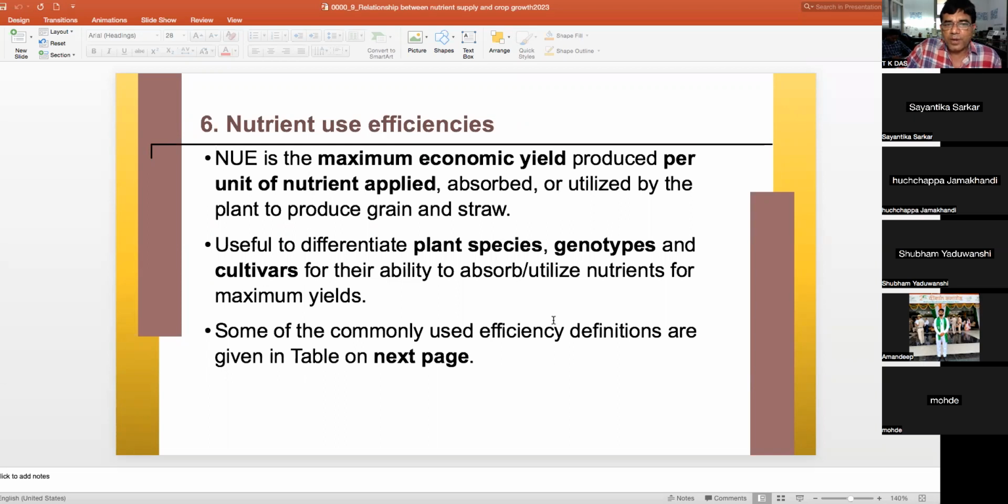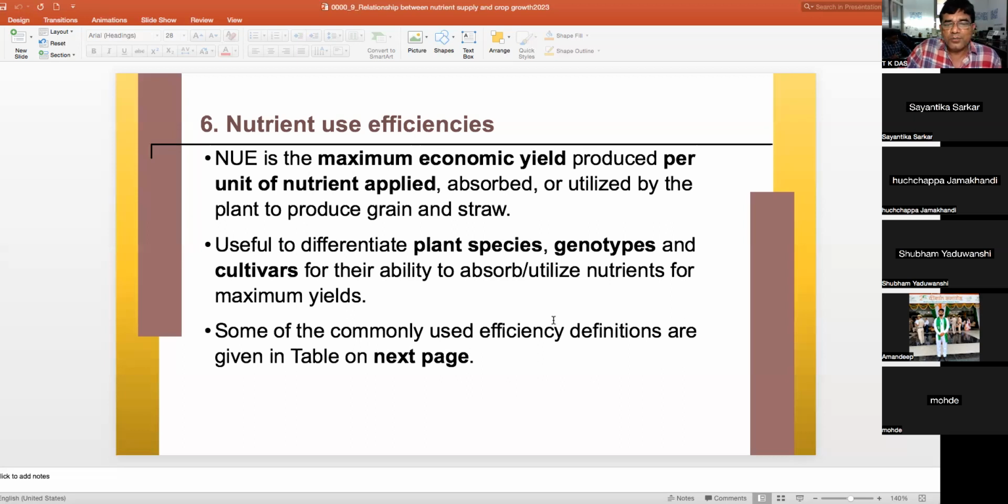They are useful to differentiate plant species, genotypes, and cultivars for their ability to absorb and utilize nutrients for maximum yield. So in this case, a variety of comparisons can be made if you can work out the nutrient use efficiency. Depending upon the type of nutrient use efficiency, you can compare plant species, and you can compare genotypes within the species, or varieties.